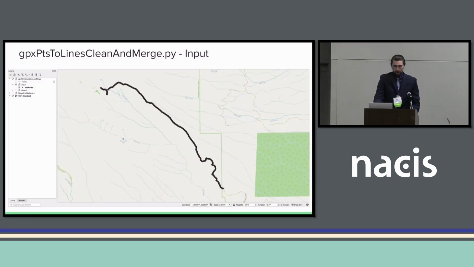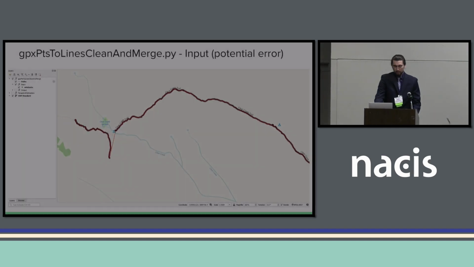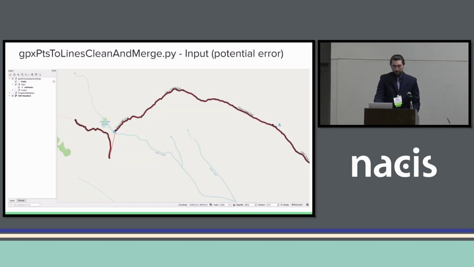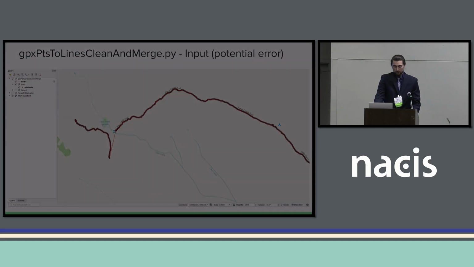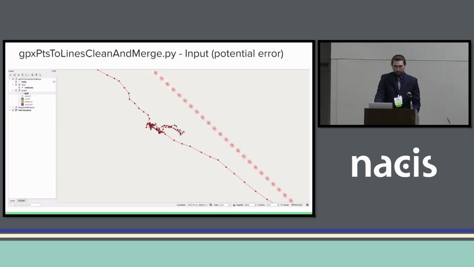So in this first picture, I have a track point layer that was collected by the Green Trails Maps field mapping team. And here is a potential error that can occur if the data sets are not processed. This is another potential error of clustered points, which can occur when a field mapper is taking a break.